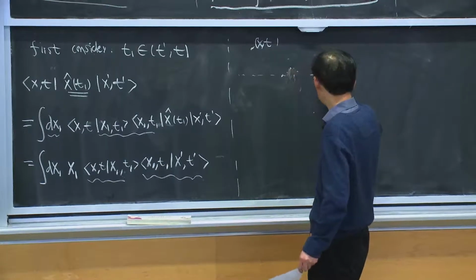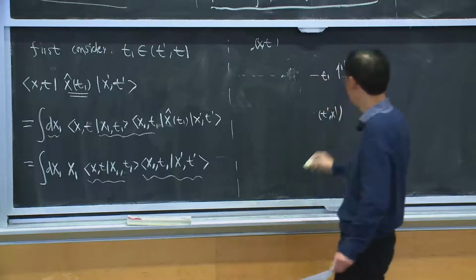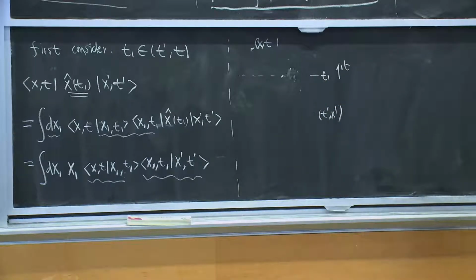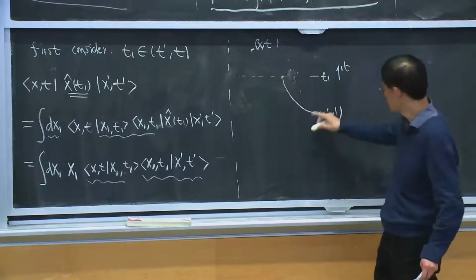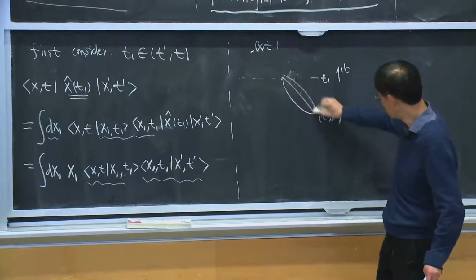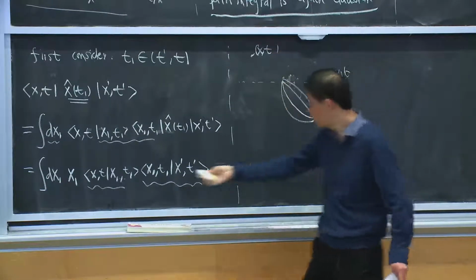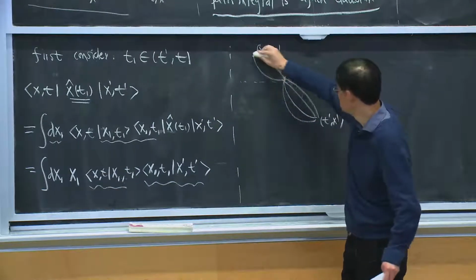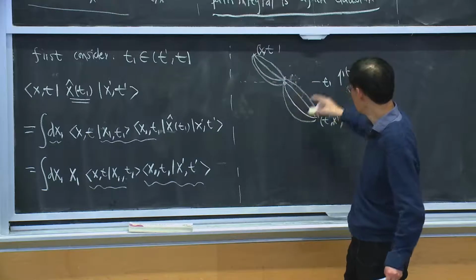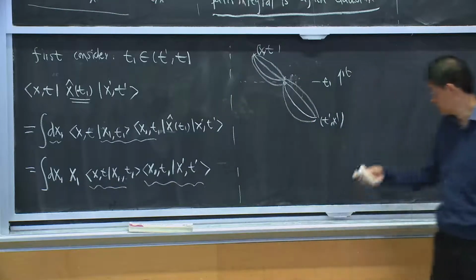So suppose this is the time t1, and this is t prime x prime. So this corresponds to you first doing the path integral to some location at t1, integrating over all paths here, and then you multiply by x1, and then you do all the path integral here. And then you integrate over x1.